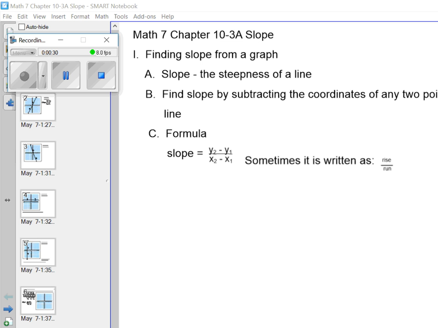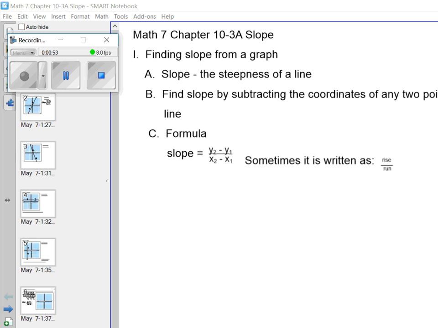There is a formula that says slope equals y sub 2 minus y sub 1 divided by x sub 2 minus x sub 1. We need 2 points, so we're going to designate one point as point 1 and the other point as point 2. Sometimes we talk about point A and point B.